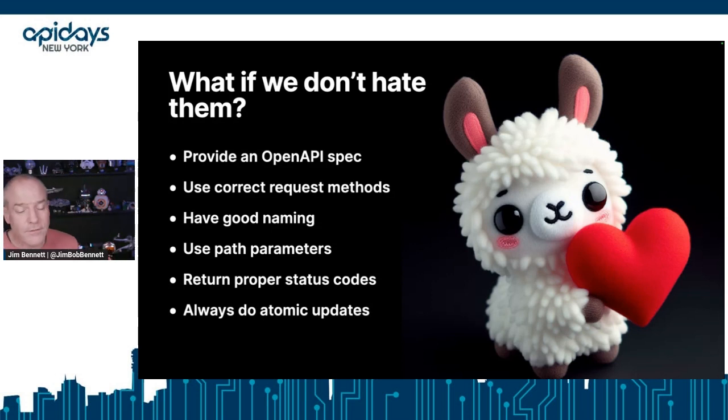Return the proper status codes so we can handle everything correctly. Don't just put 200 with an error body. Always return the right status code, put the appropriate error into the body when necessary. And then always do atomic updates. When you make an update, it's got to fail and nothing changes, or it's got to work.